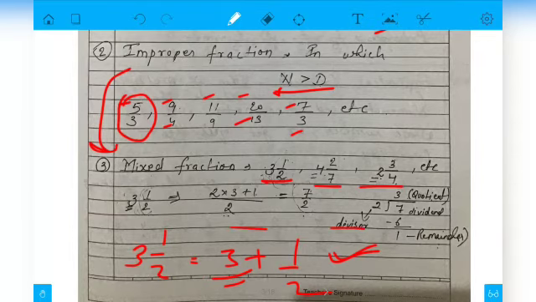So the relation for this mixed fraction is that the denominator is multiplied by the whole number and we have to add the remainder, and the denominator will remain the same. So the fraction will be a mixed fraction like this. So this is the mixed fraction.